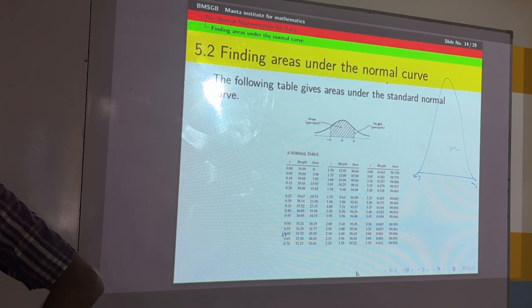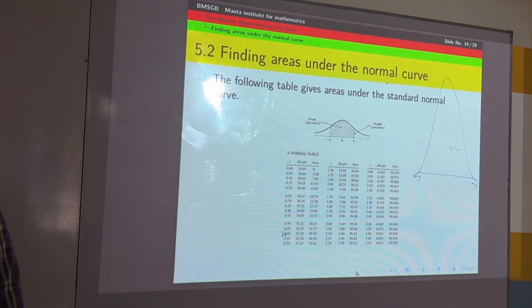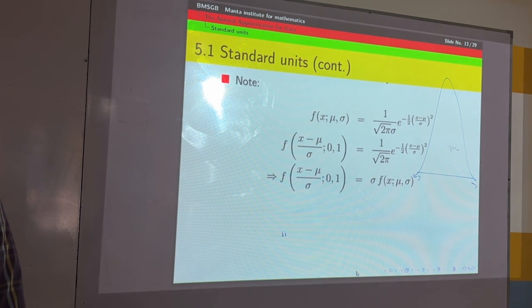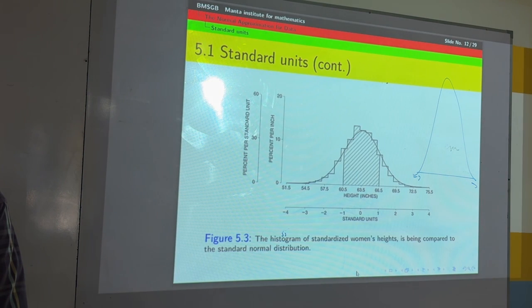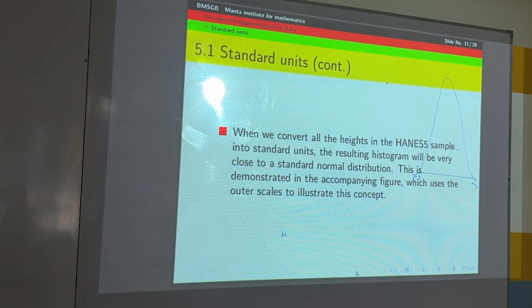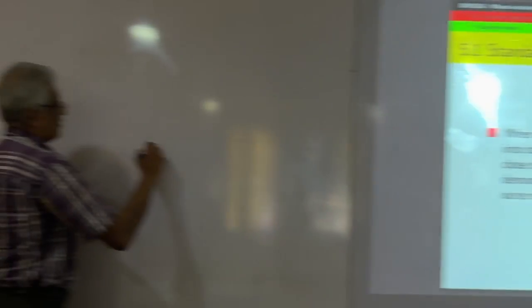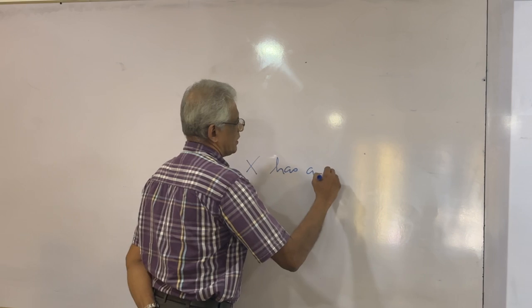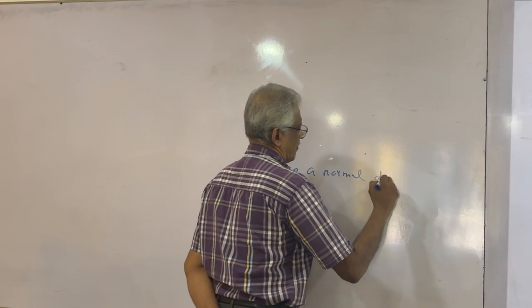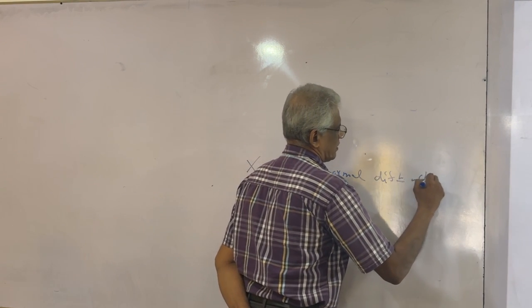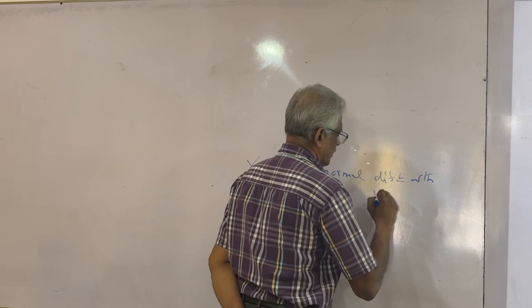So now we have 10 minutes. Let me talk about how to find out, using a model, the probabilities or areas. So for example, suppose you are told that some random variable like height has a normal distribution with, for example, mu, the mean.